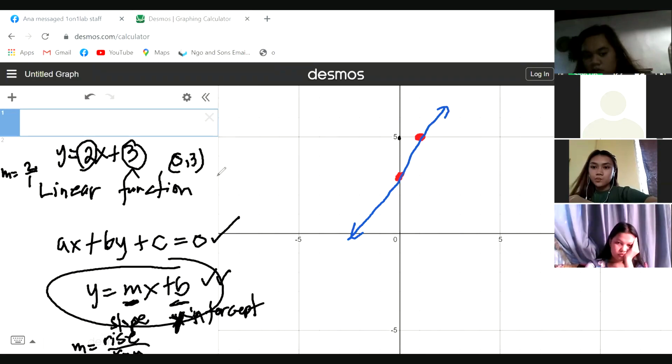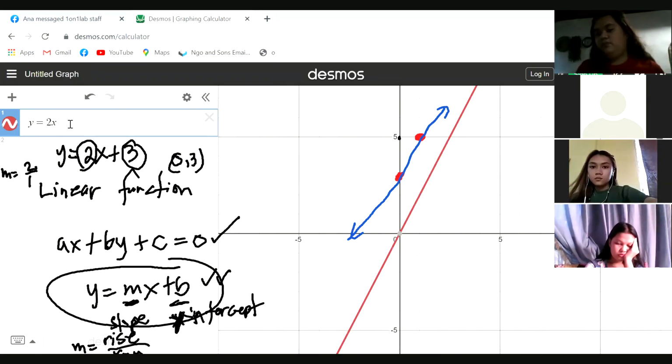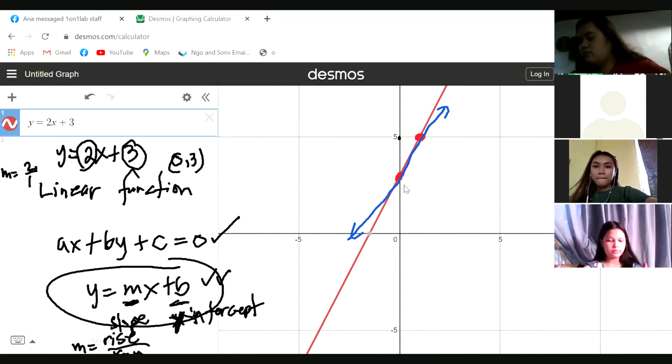And if we check it in Desmos, if we type y equals 2x plus 3, as you can see, that is really the graph. Okay? See it? That line will be the exact line.